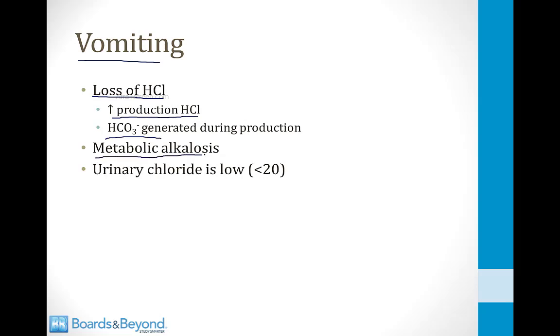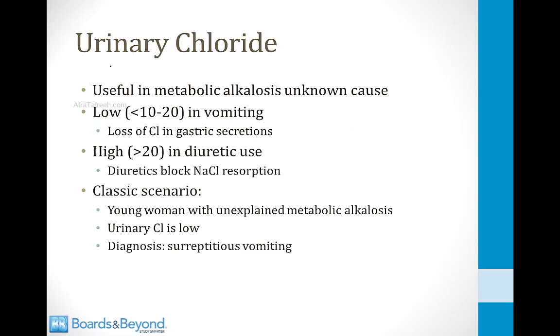This causes a metabolic alkalosis, and vomiting is one of the causes of metabolic alkalosis, and this is because of the carbonic anhydrase bicarbonate production that occurs in the parietal cells. In addition, patients who are vomiting will lose chloride in the hydrochloric acid in their stomach. As a result, if you measure the level of urinary chloride, you will find that it will be relatively low. And the urinary chloride is a useful measurement when patients have metabolic alkalosis of an unknown cause. If the urinary chloride is low, that suggests the patient has been vomiting because they're losing the chloride in the gastric secretions, as we have been talking about from the parietal cells. If the urinary chloride is high, this is what happens when patients are taking diuretics.